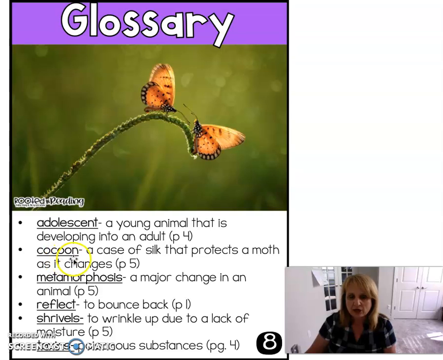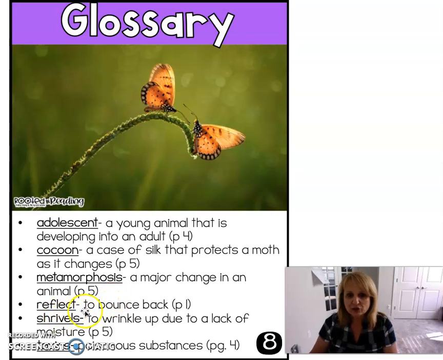Cocoon. A cocoon is a case of silk that protects a moth as it changes, and that would be a moth or a butterfly. Both spin into a cocoon before they change. We've seen this word before when we were talking about our frogs. Metamorphosis, a major change in an animal. Frogs go through metamorphosis when they begin as a tadpole, and then as they go through metamorphosis, they change and their tail falls off, they grow legs, and they become a frog.